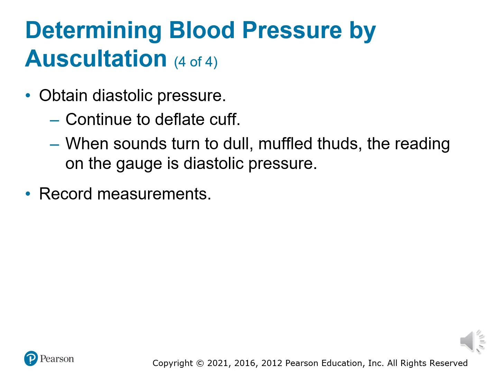To obtain a diastolic pressure, you want to continue to deflate the cuff, and when the sounds turn to dull, muffled thuds, the reading on the gauge is the diastolic pressure. That's when you're going to record the measurements.